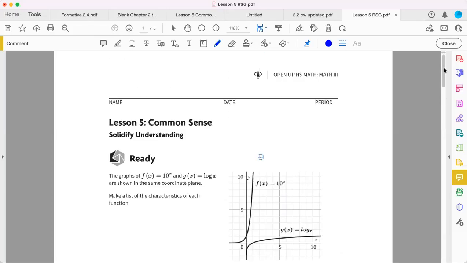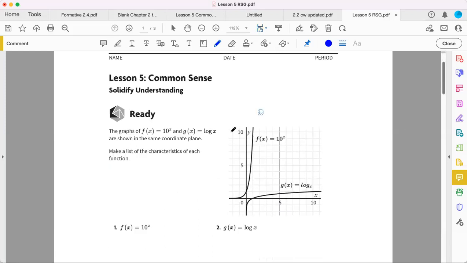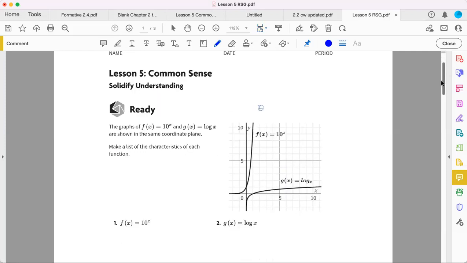Let's talk about 2.5s. Ready, set, go. Ready. A little bit of a throwback. We're comparing 10 to the x power with log base 10 of x. Make a list of characteristics for each function.